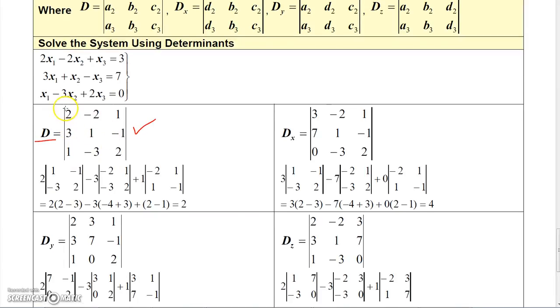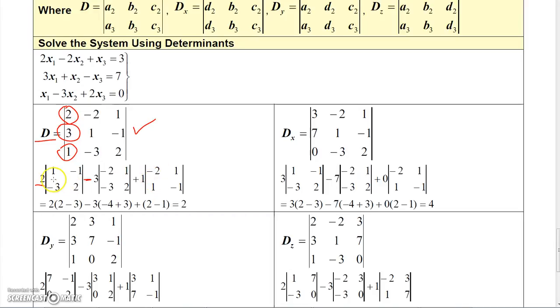Now, to get the determinant of this, I'm going to take 2 and multiply it by, now remember we mark out this row and this column, the determinant 1, negative 3, 2. And then I'm going to take 3, but remember the middle term is subtracted, so you have minus 3, and if you mark out its row and column, you'd have negative 2, 1, and negative 3, 2. Then I'm going to go to 1, so plus 1, and then mark out this row and column, and I get negative 2, 1, and 1, negative 1.